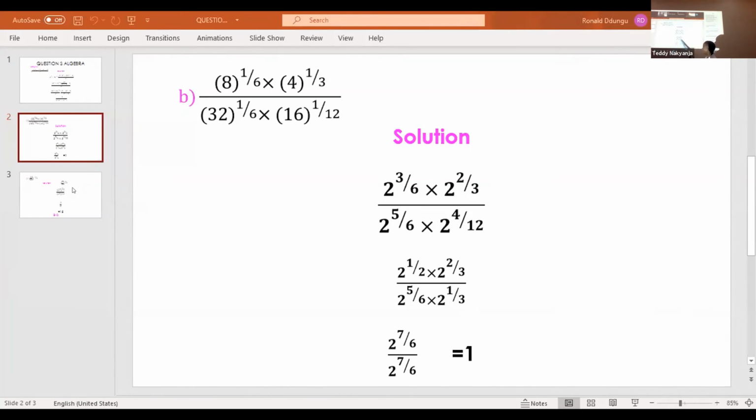We maintain one base, and then we add the powers. Then we shall have 2 to the power 7 out of 6 out of 2 to the power 7 out of 6. Since it is division, we subtract. We shall have 2 to the power 0, and any number to the power 0 gives us 1.